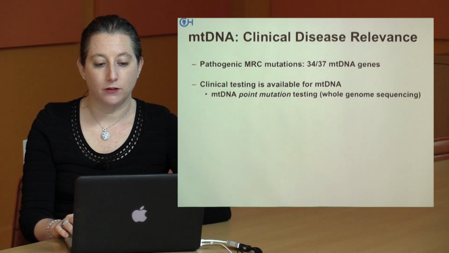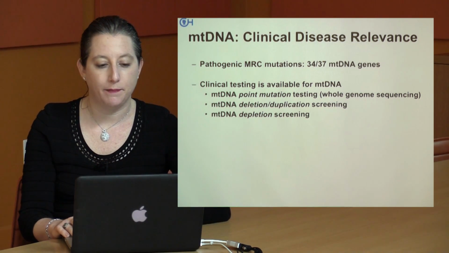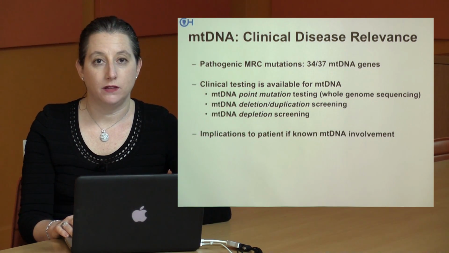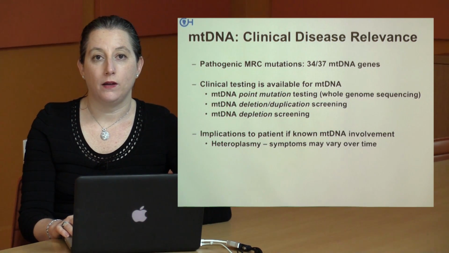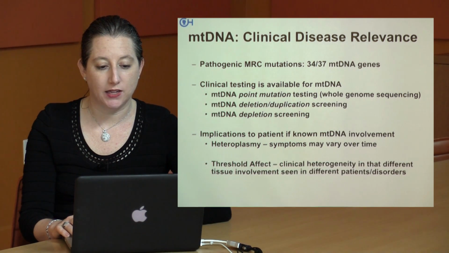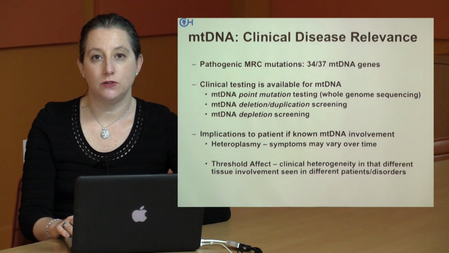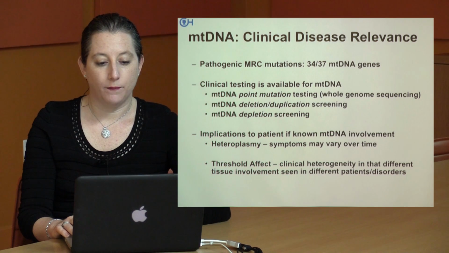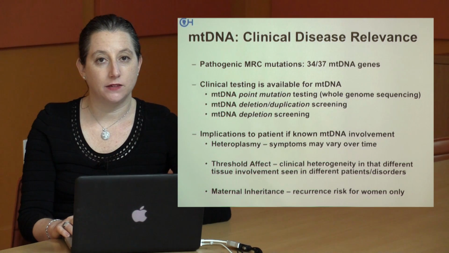Based upon the different types of errors that we'd be looking for, we can look for point mutations, deletions and duplications, or depletion, depending on the testing. And of course, it matters to the family if we know that there is an error in their mitochondrial DNA. We would know that they most likely, not in all cases, but in most, have a risk of symptoms varying over time as their heteroplasmy levels for the mutation changed. And we would know that there could be a lot of variability in the different tissues depending on the threshold that each tissue needed for having normal function with lower levels of normal energy production. And of course, we would know that while males and females can be affected, only the females can pass it on.